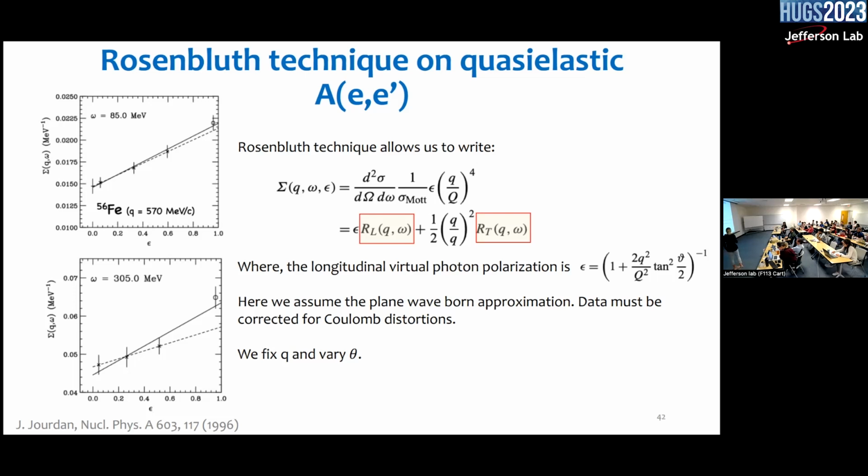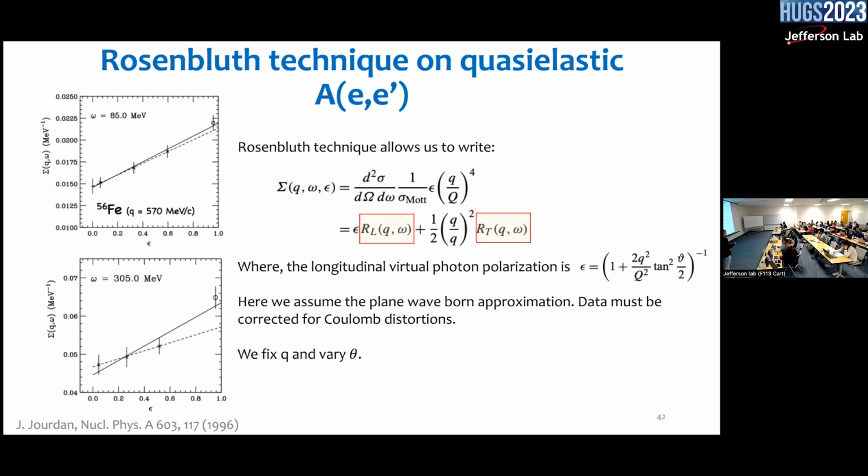So you can also use the Rosenbluth technique on this quasi-elastic scattering. So when I say A(e,e'), we're not measuring anything else, but we can measure the A(e,e') of the reaction at the quasi-elastic peak. And so the Rosenbluth technique allows us to write basically in terms of this factor sigma. Okay, so we can rewrite the cross-section as shown here, and then it factorizes into these longitudinal and transverse components, these response functions. And so in this equation, we have the longitudinal virtual photon polarization defined over here on the right in terms of the 3 and the 4 momentum transfer squared and the scattering angle.